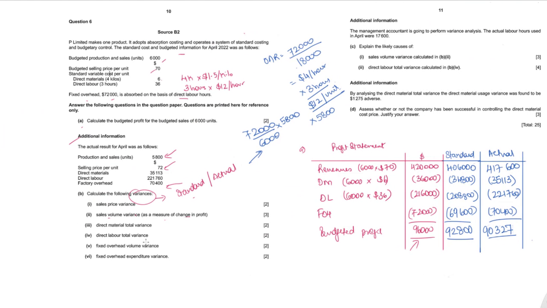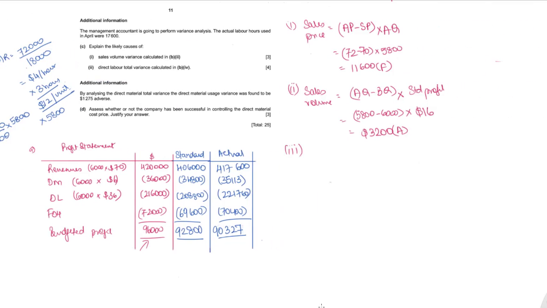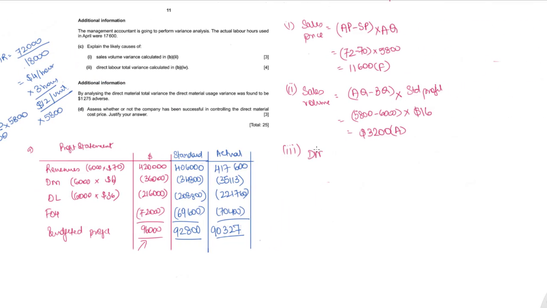Then we have the direct material total variance. The direct material variance is nothing but the difference between standard cost and actual cost of material. Had you not done the standard and actual working as a working note, you'd have to do the detailed calculations here, but we've already prepared the working note, so we can just take the difference between standard and actual material, 34,800 and 35,113. So it comes to $313. Since actual cost is more, it becomes an adverse variance.